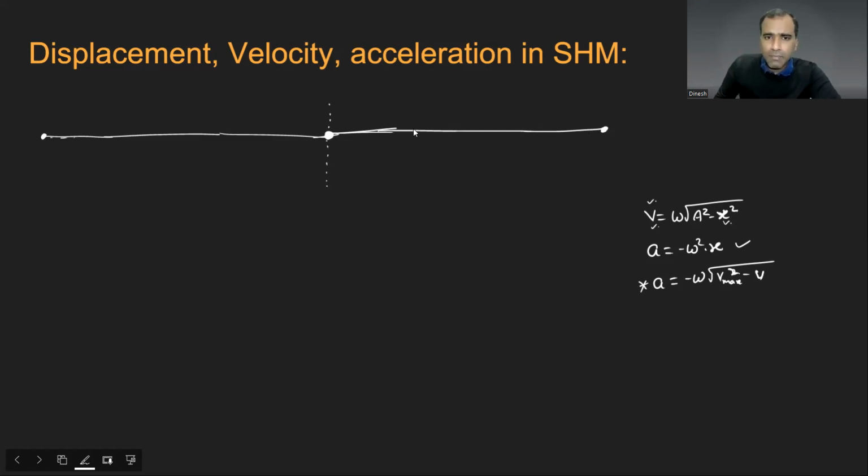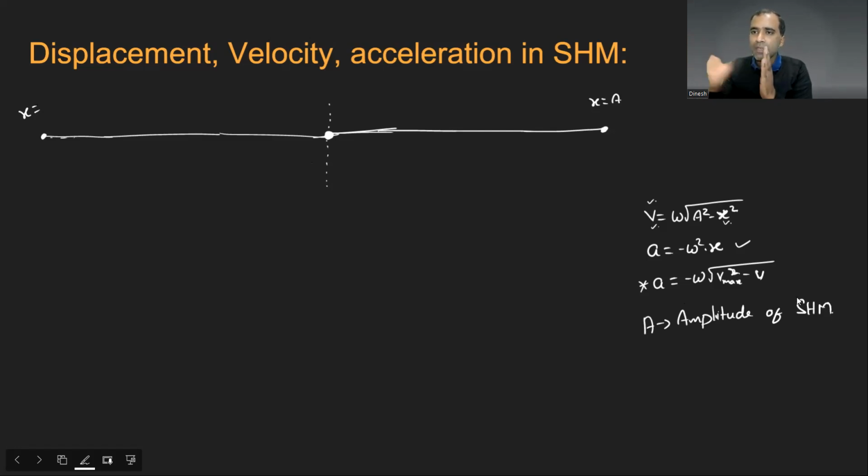Right. So there are some important points. So this is a point. At this point, x equal to capital A. And at this point, can you tell me what is the displacement? The maximum displacement is A, or amplitude of the SHM. We call it capital A, the amplitude of SHM, meaning the maximum deviation from the mean position, or maximum displacement of SHM. When somebody says amplitude of SHM, they are talking about maximum deviation from the mean position.